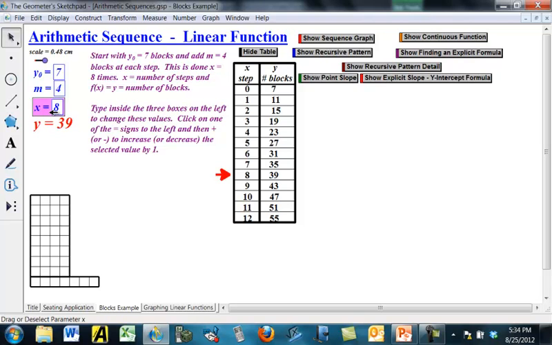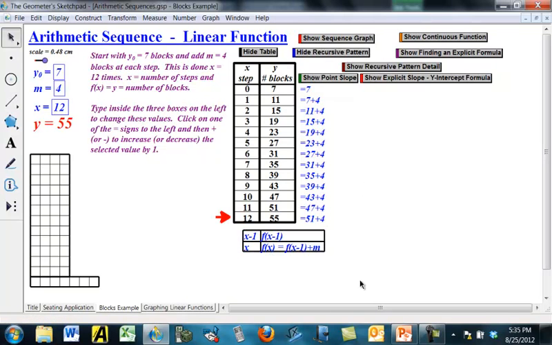So we can see the table. So recursively, what are we doing in the table? We're taking the previous value and adding 4. So we start with 7, then the next value is 7 plus 4 to get 11. The next one's 11 plus 4, and so forth.